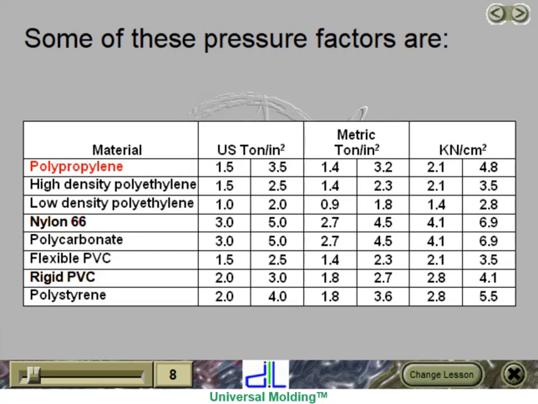Polypropylene, whose pressure factor is 1.5 to 3.5 U.S. tons per square inch, or 2.1 to 4.8 kilonewtons per square centimeter. Nylon 66, whose pressure factor is 3.0 to 5.0 U.S. tons per square inch, or 4.1 to 6.9 kilonewtons per square centimeter. And rigid PVC, whose pressure factor is 2.0 to 3.0 U.S. tons per square inch, or 2.8 to 4.1 kilonewtons per square centimeter.